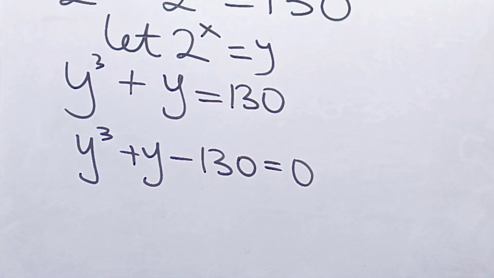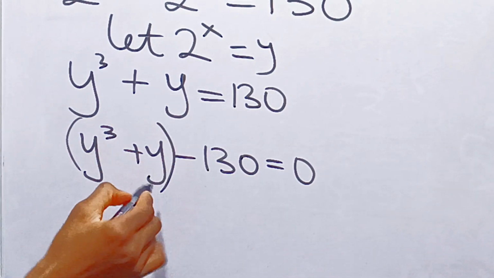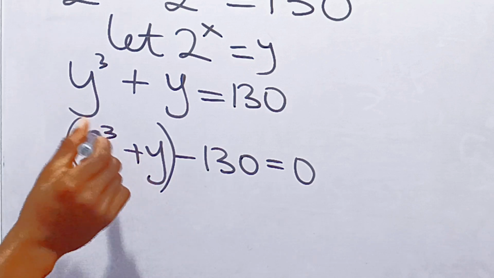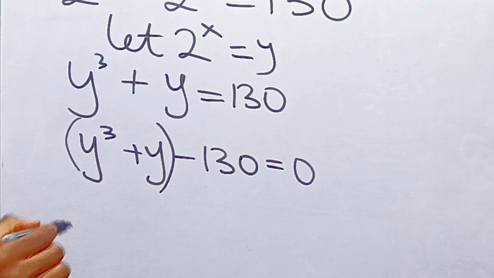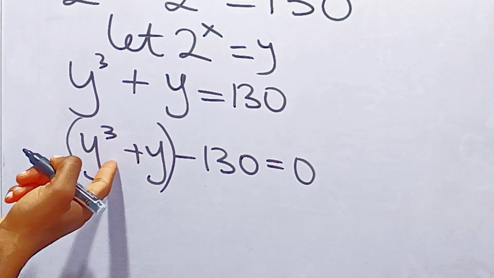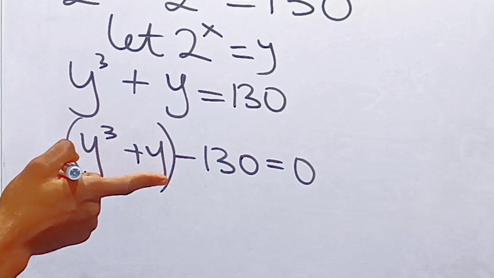Now we want a number that will substitute for y here, so that when we add y cubed plus y, it will be equal to 130. So let's check. Let's start from 3 because I don't think 2 can give us the answer. So 3 cubed is 27. 27 plus 3 is not equal to 130.